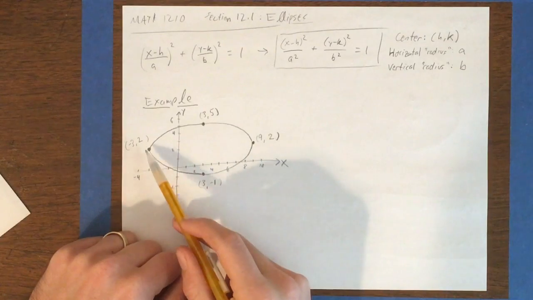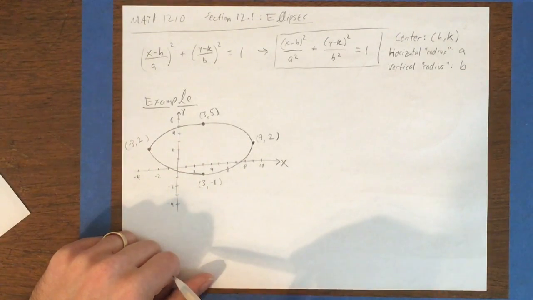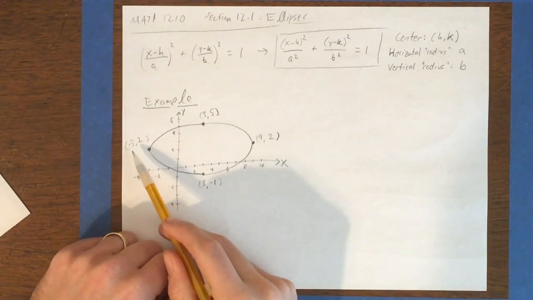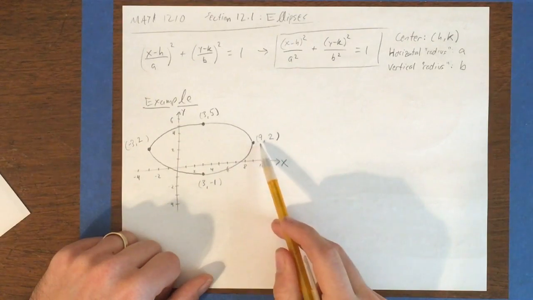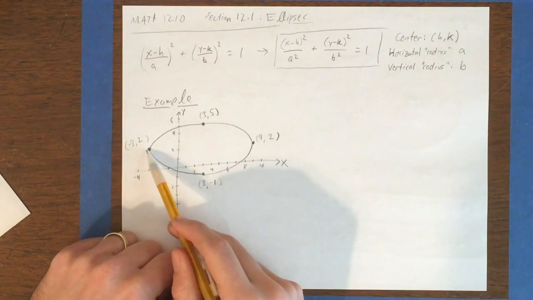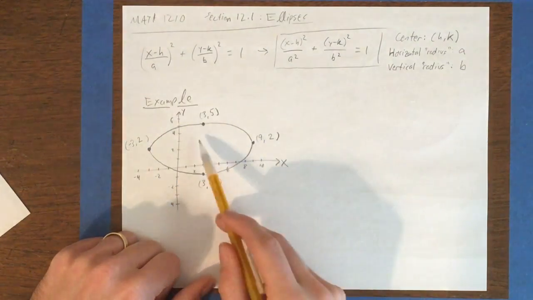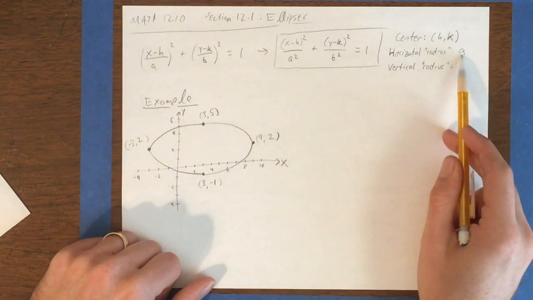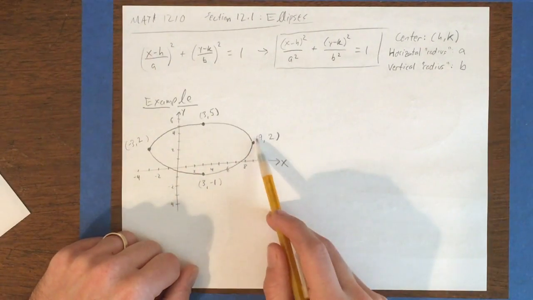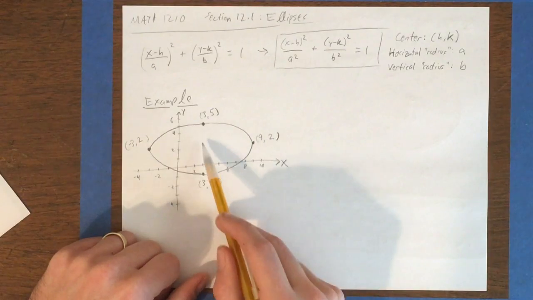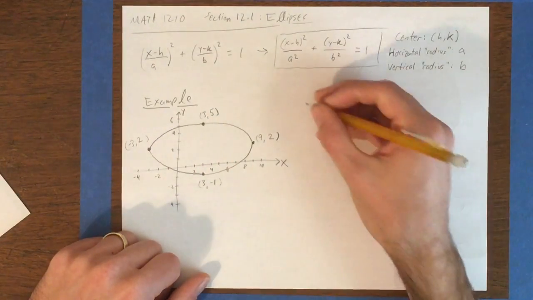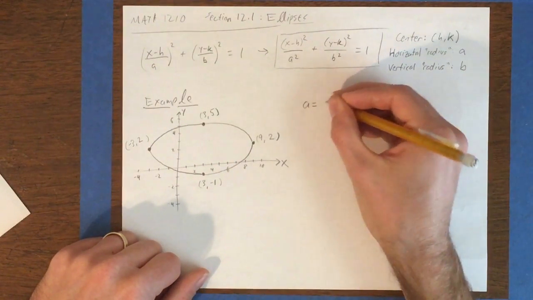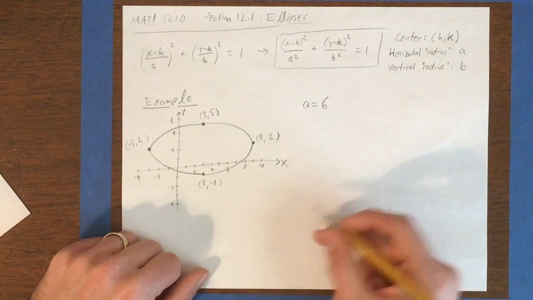And I've got these sort of extreme points labeled. So we can see it comes all the way out to this point, negative 3, 2, and all the way out here to 9, 2. The distance between these points, if we cut that in half, will give us the a value. So let's see. From negative 3 to 9 is 12 units, which means that a should be 6. So here I'm going to write a equals 6. That's the first thing we've found.